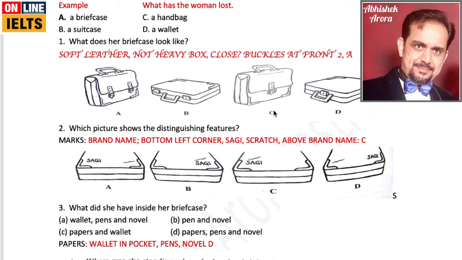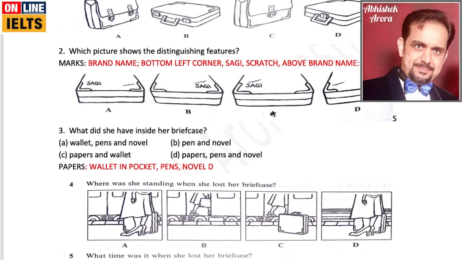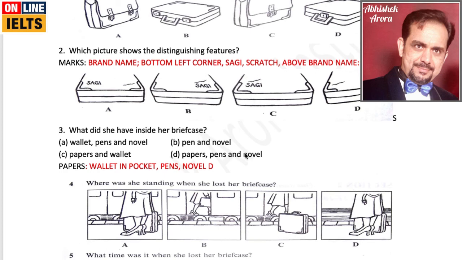So I've written A. Then next, distinguishing feature. She said it had the brand name written on the bottom left corner. So bottom left corner we have the brand name Sagi, and then she said it had a scratch above the brand name. So there are 2 options which have the brand name written on the bottom left hand corner, A and C, but C is the correct option. Why? Because the scratch is just above the brand name.